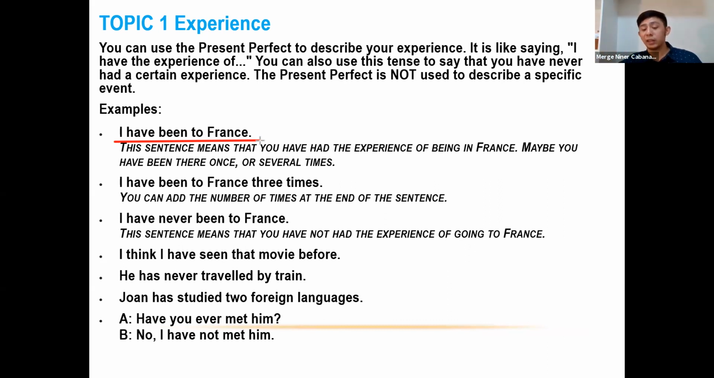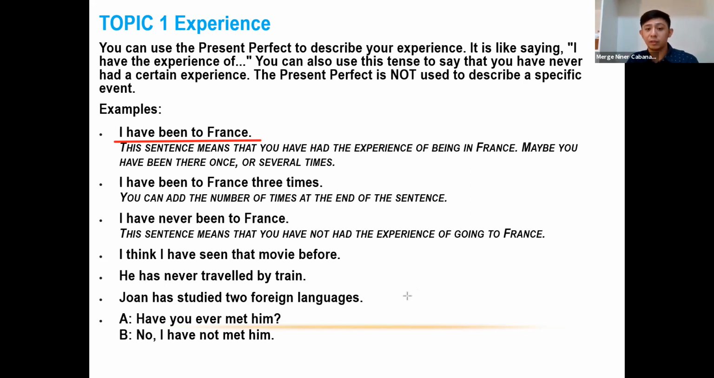Since it does not have a time expression, the use of have been as your present perfect tense is accurate. I have been to France 3 times. Again, not including the times in which you've been there. I've never been to France. That is the negation of the experience. I think I've seen the movie before. He has never traveled by train. John has studied 2 foreign languages. Have you ever met him? No, I have not met him.